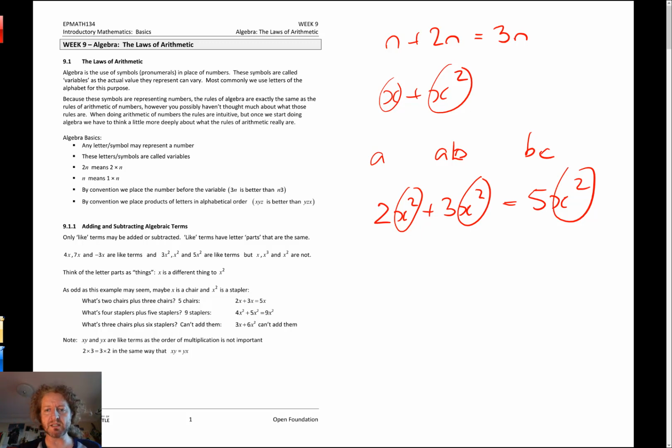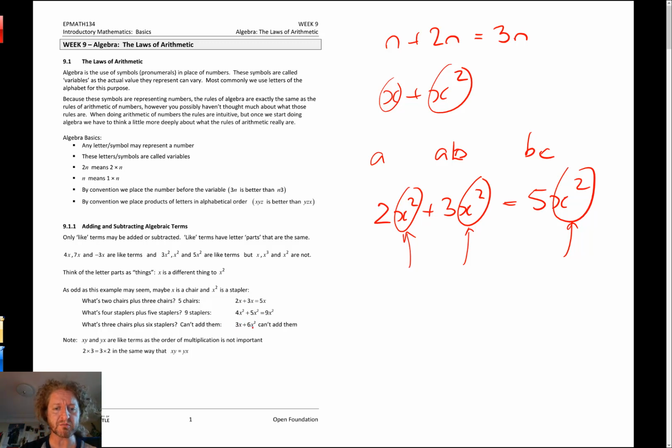Now, x squared, I said, was also a thing. Maybe that x squared is a, well, here I said a stapler. Again, I know it sounds stupid. I'm just saying x and x squared, they're different things. Okay? But what's 2 staplers plus 3 staplers? It's 5 staplers. This thing doesn't change. It's just 2 of these things plus 3 of these things is 5 of the things.